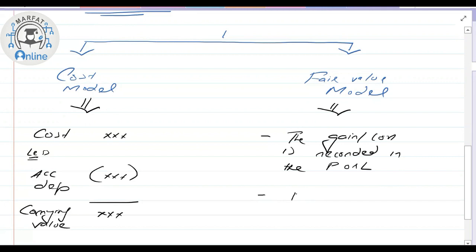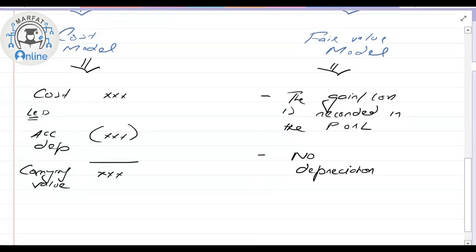The second difference is no depreciation. In IAS-16, in the revaluation model, we used to depreciate the asset. Remember that we said depreciation is charged on the revalued amount and remaining useful life. But in the fair value model in IAS-40, the properties, whatever land or building you have classified over here, are not depreciated. So two differences. The gain or loss is recorded in the profit or loss. And the second difference is that there is no depreciation.